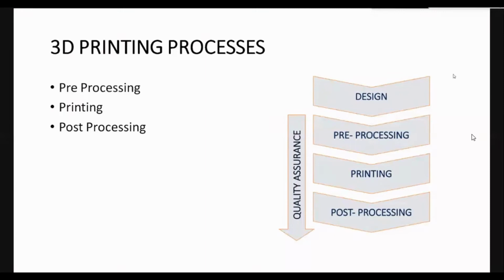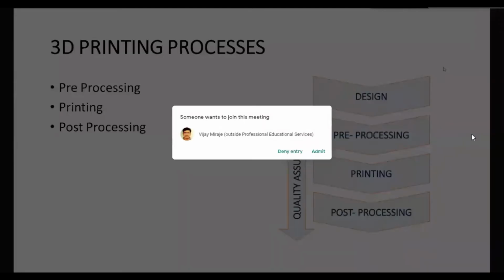Then in post-processing, we work on the model to get the supports out of it, because lots of supports build up on the model, and we have to remove them by different hooks and tricks, to give a fine, smooth finish to the model.